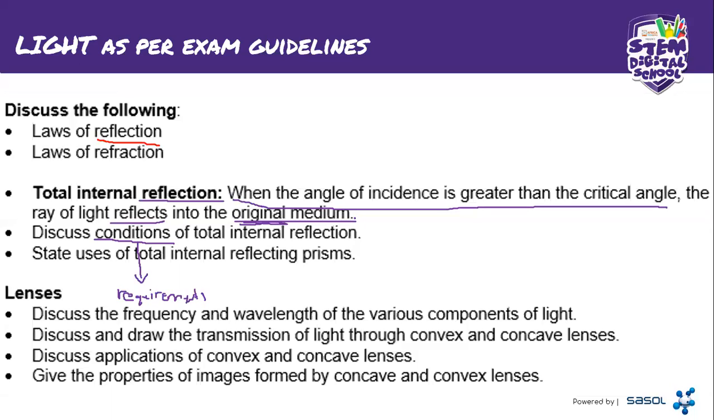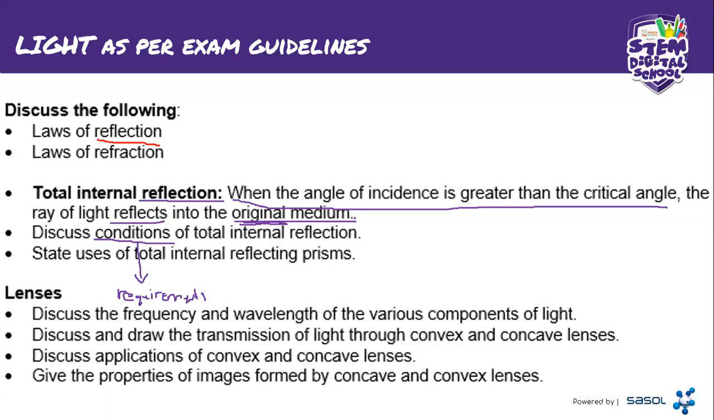Secondly, you could say, for example, now I'm just giving you examples here. Another example is that the light ray could be coming from glass to air altogether. That is still from a more optically dense medium to a less optically dense medium. So those are the two conditions.